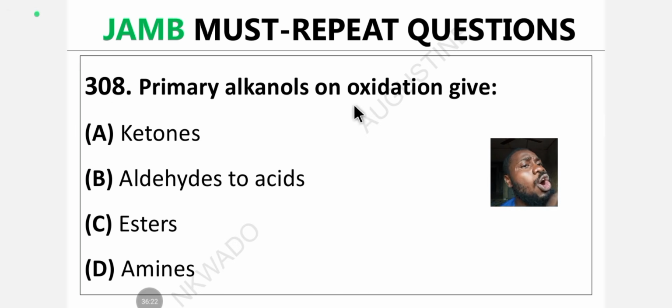Question 308. Primary alkanol on oxidation gives what? You are trying to tell us that the oxidation of primary alkanol gives what? A. Ketones. B. Aldehydes to acids. C. Esters. D. Amine. What's the answer? Drop the answer in the comment section.